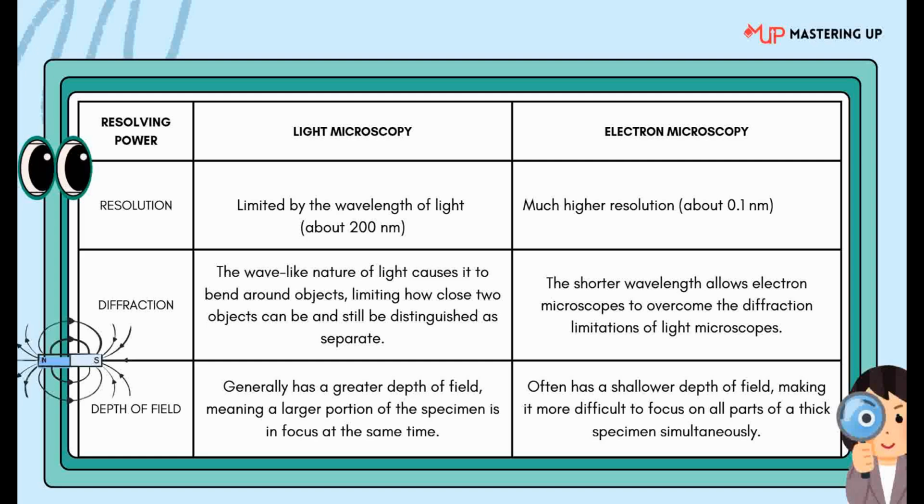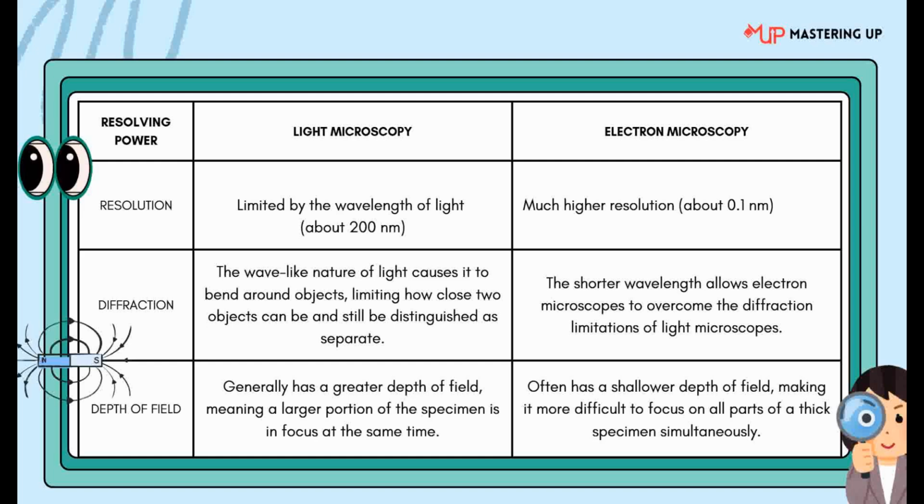Resolution. Resolution is the ability of a microscope to distinguish between two closely spaced points. And this is where light microscopy and electron microscopy significantly differ. In light microscopy, the resolution is limited by the wavelength of the visible light. This means that while you can see small structures within cells, there is a limit to the detail that can be observed, usually around 200 nanometers.